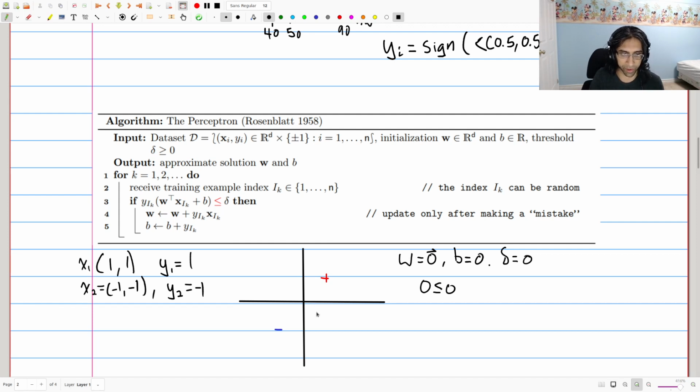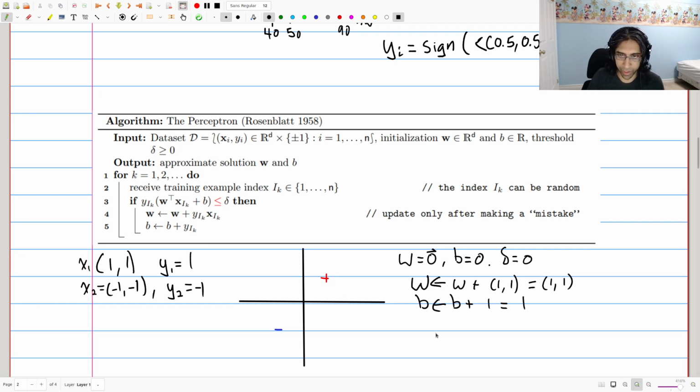It doesn't know how to correctly predict this. The first iteration is always kind of silly when it comes to Perceptron. But okay, so we basically saw that it's going to hit this if statement the first time. And what we're going to do is we're going to update the vector. So what we get is that w becomes w plus 1, 1, which is equal to 1, 1. And similarly, b becomes b plus 1, which is equal to just 1.